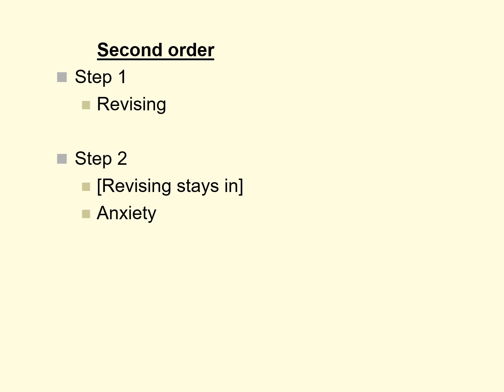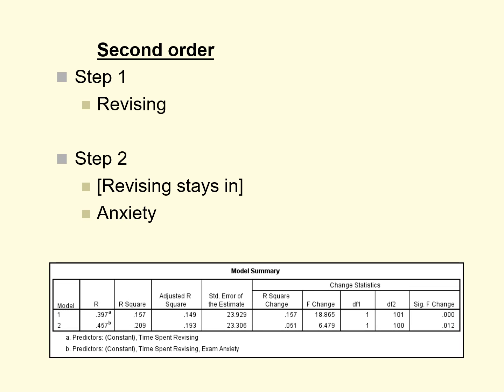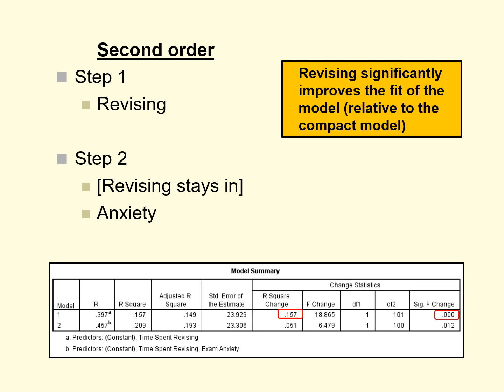Now let's consider that second order, the one where we ran the hierarchical linear regression, and we entered revising first and then anxiety. If we look at the model summary for that analysis, we can see that when it's by itself in model 1, that's augmented model version 1, time spent studying, revising, does significantly improve the fit of the model.